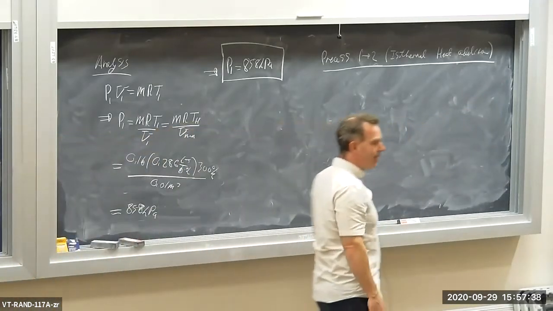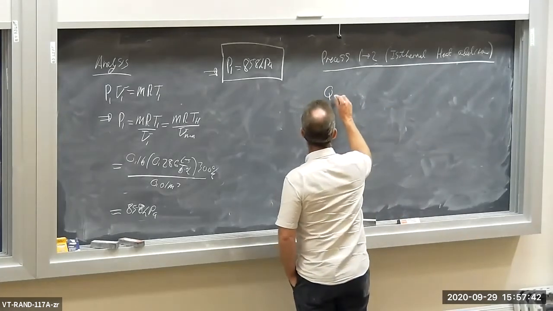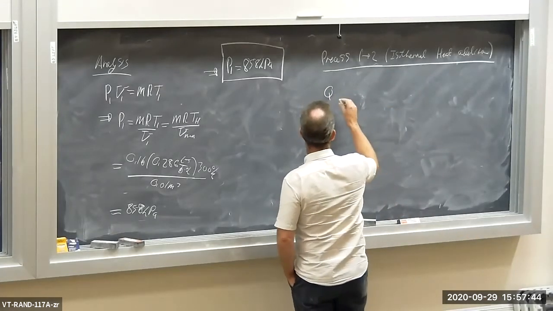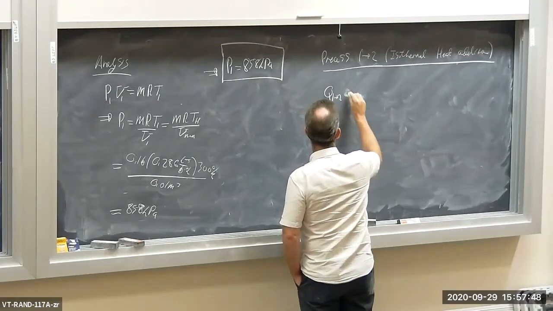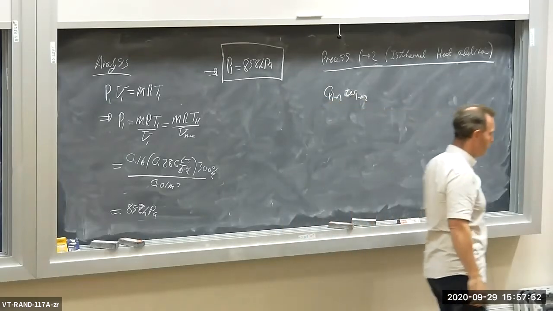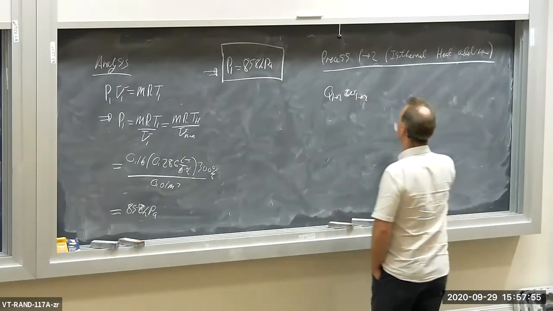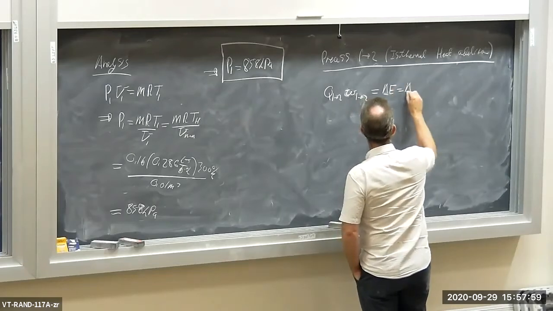Now, let's write down the energy balance. I think that's the best way to go. So let's see here. Q1 to 2 minus W1 to 2 is equal to delta E, which is equal to delta U.